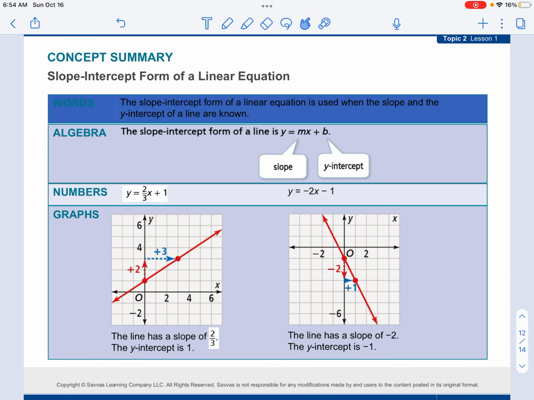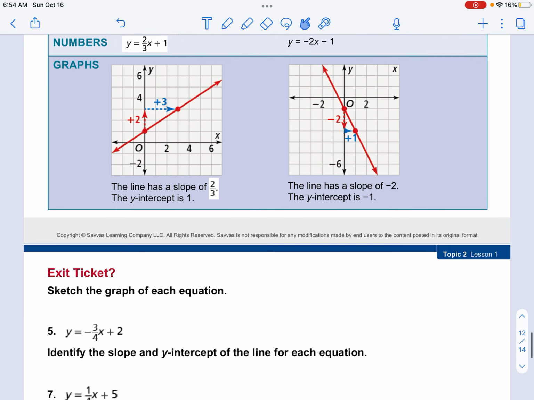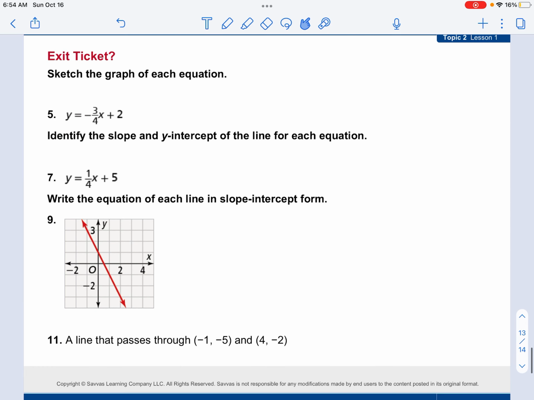And then you have your concept summary here. The slope-intercept form of a line is y equals mx plus b, in which m is going to represent your slope, b is going to represent your y-intercept, and you have an example of 2 different graphs graphed in slope-intercept form. And there's the exit ticket, which is a summary of the entire lesson, for which you'll sketch the graph, you'll identify the slope and the y-intercept, you'll write an equation, and lastly, you'll write an equation of a line passing through 2 points.